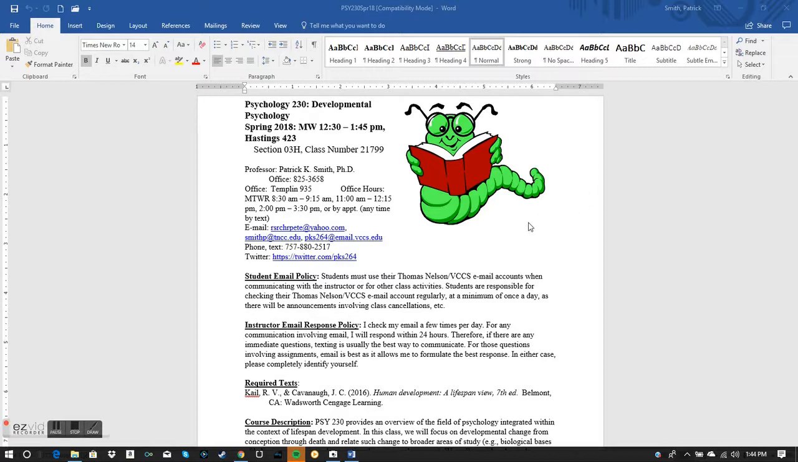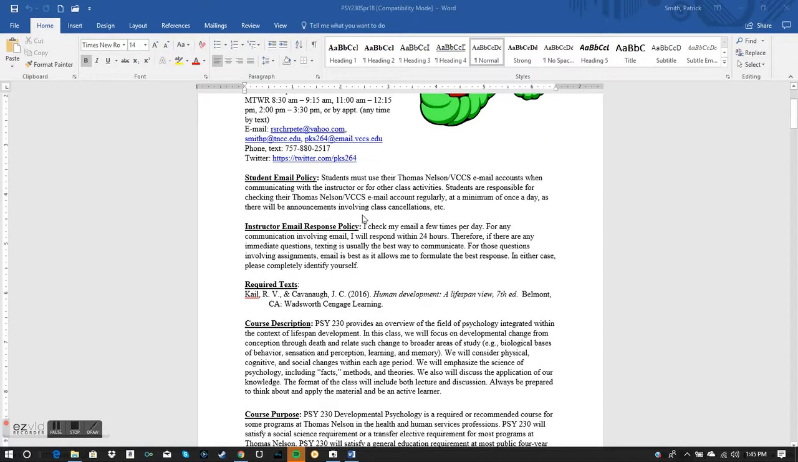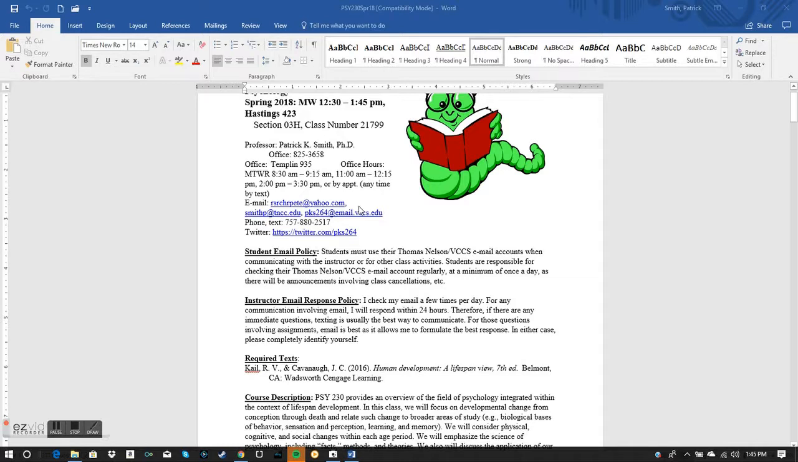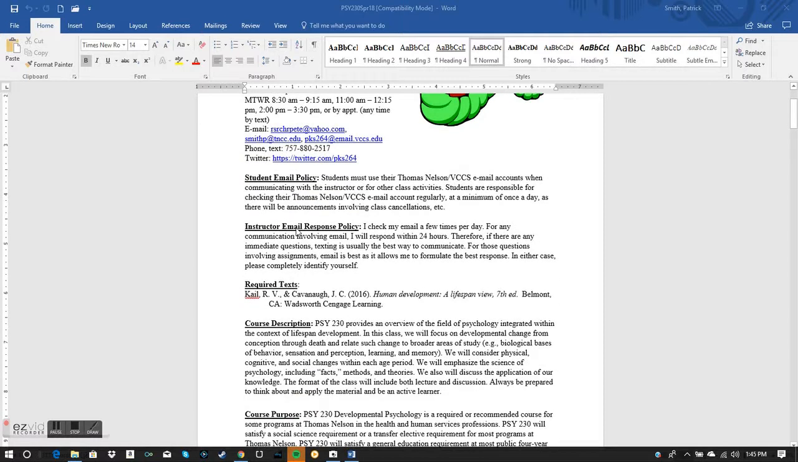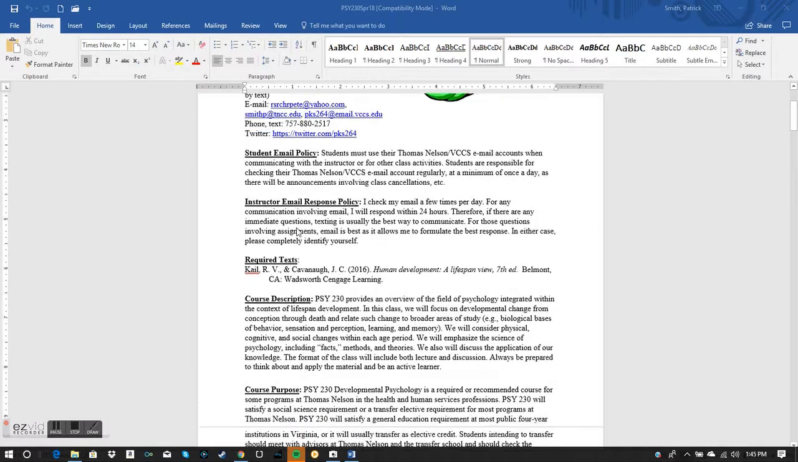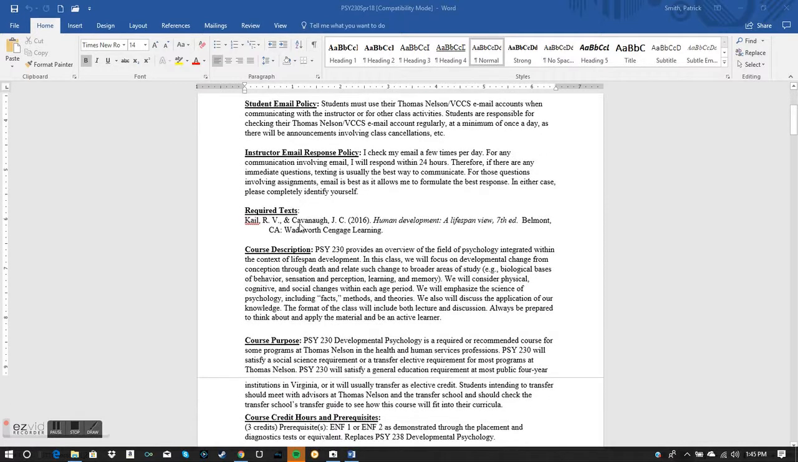And here we have an introduction to our syllabus. As you can see here, this is our front page. This information is our contact information. Anytime that you have a question for me or you want to talk about anything, there's my information. You have a phone number, my office hours, email, and the number at which to text.